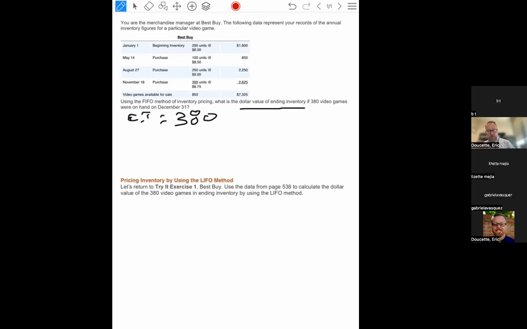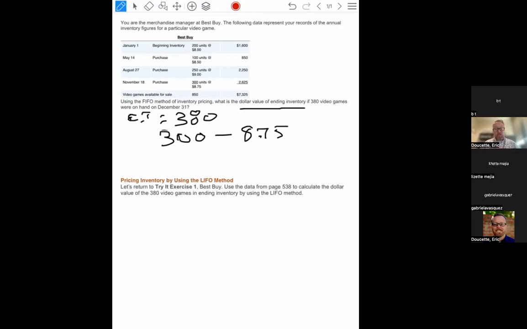Since 380 remain, if I start at the bottom, the most recent was November 18th. There was how many units? 300 units, correct? So those are still there because it was 380. So 300 units remain, and those were $875 each. All right, but there was 380 units still remaining.